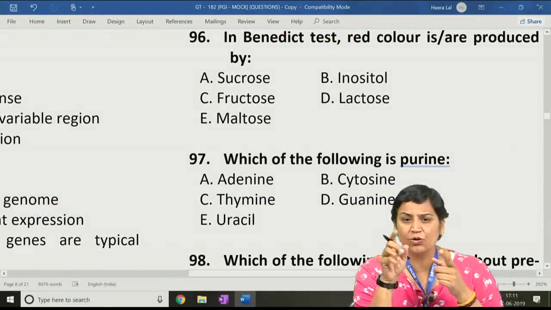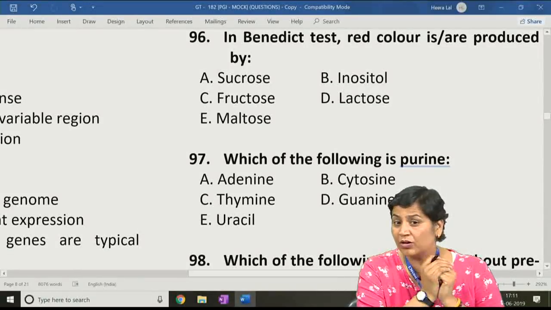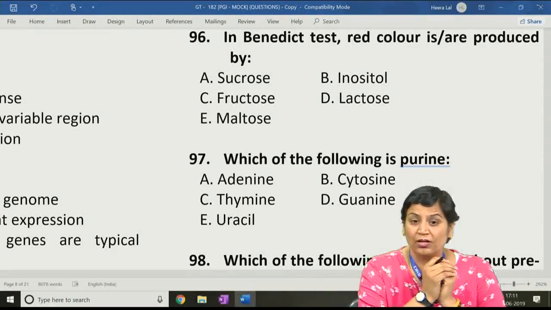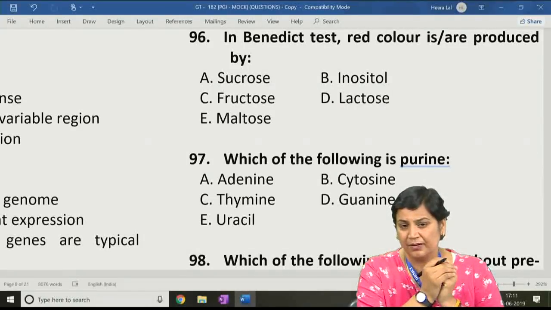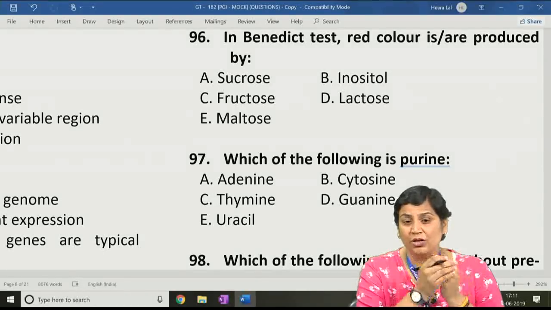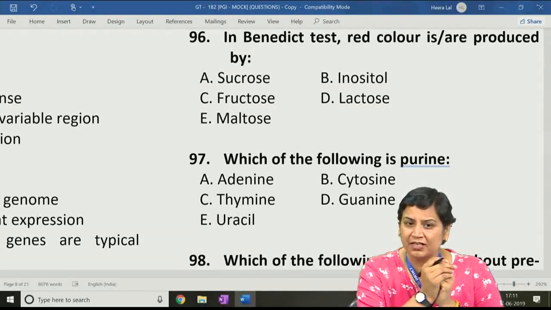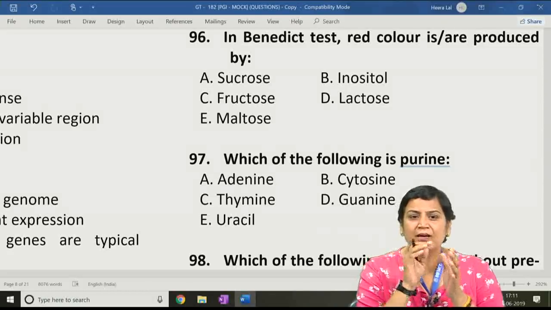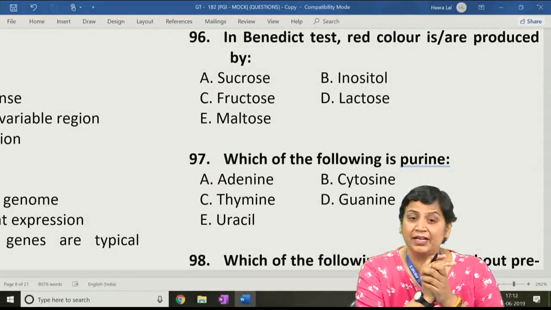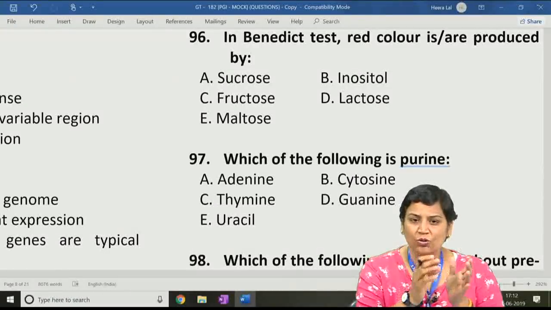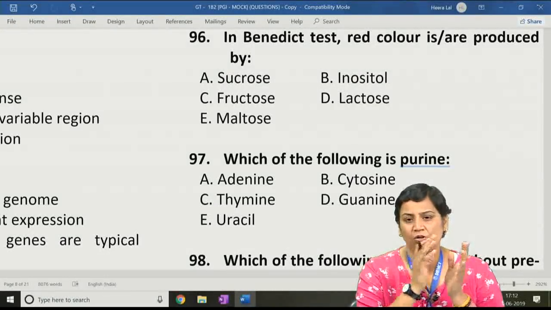Red color is produced by sucrose, I told you it is a non-reducing sugar. Inositol. Inositol is not a sugar, it is a second messenger basically. It doesn't have a glycosidic bond in it. So there is no question of a reaction with Benedict's test. Fructose, lactose and maltose, these three are the reducing sugars because their C1 is free. So the answer to this question is that Benedict's test will give a red color with fructose, lactose and maltose.